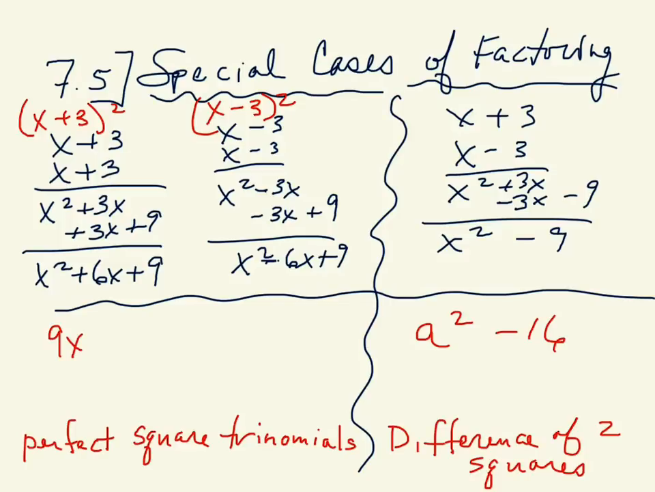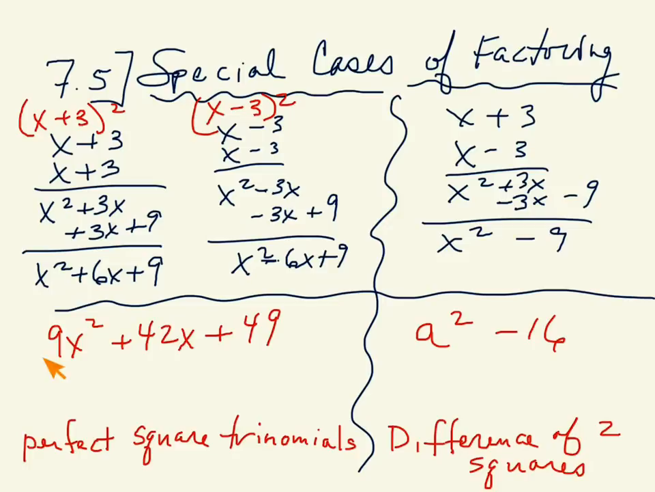9x squared plus 42x plus 49. And we're saying, does this thing factor? Well, it's actually a special case, and let me show you why.